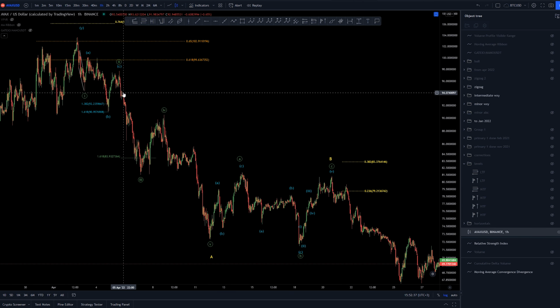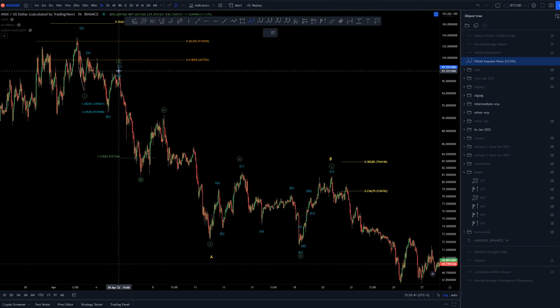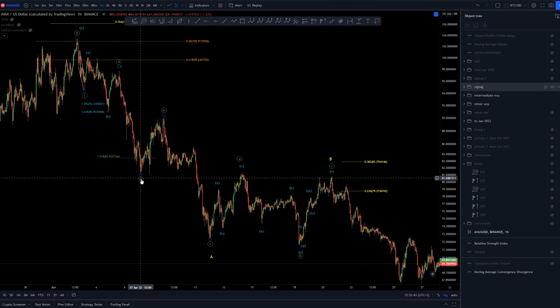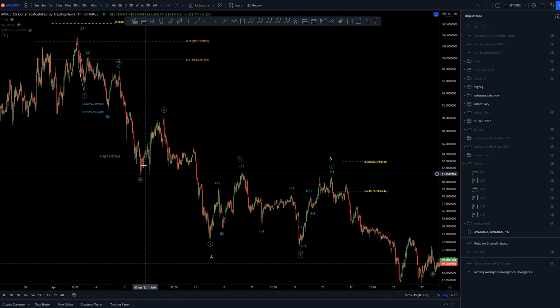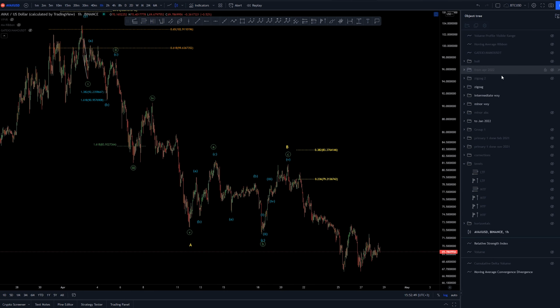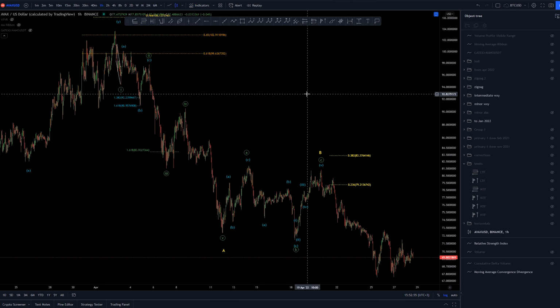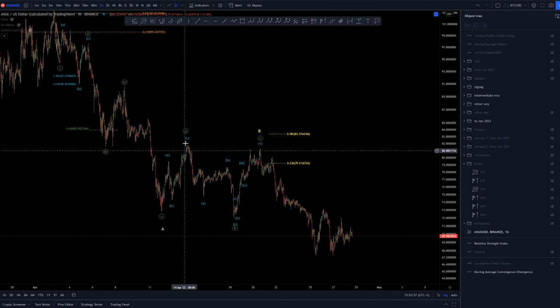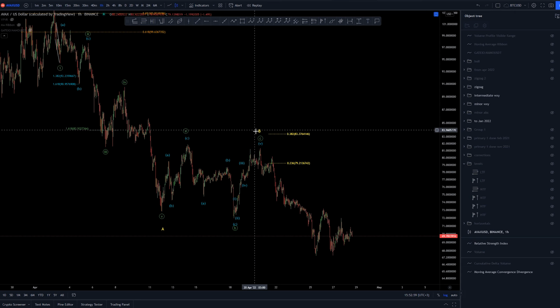If we somehow place the count somewhere else though, then we can definitely say this is 1, 2, 3, 4, 5 into A. After that point, I think I have another count. Yeah, I do. So we'll look into that bit. After that, we have A, B, C into the B wave.